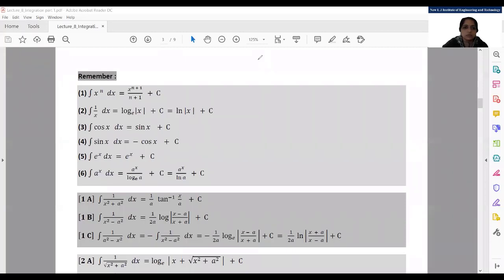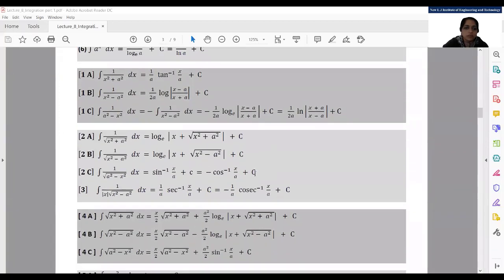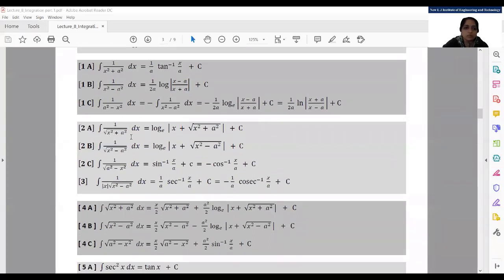Formula 2a, integration of 1 upon under root x square plus a square. See, both are different. In the earlier case, we had just 1 upon x square plus a square. But for this formula, there is the square root. So 1 upon square root of x square plus a square. At that time, the formula is log modulus of x plus under root x square plus a square, where c is any constant. And the same formula, but 1 upon under root x square minus a square, just the sign is different. At that time, it is log x plus under root x square minus a square, the rest is all the same. The next, integration of 1 upon under root a square minus x square.